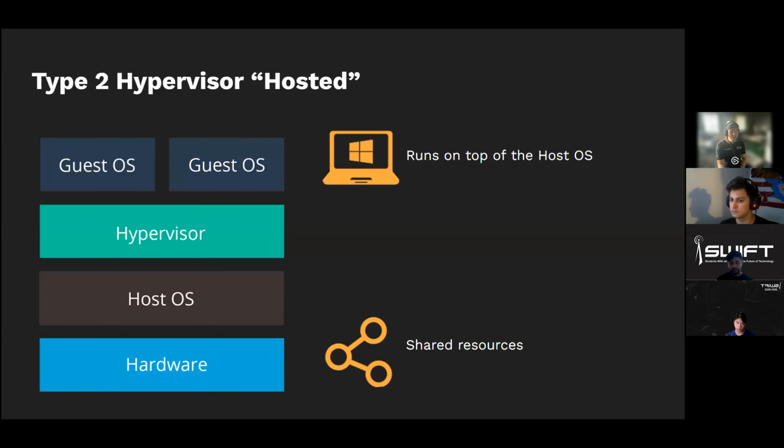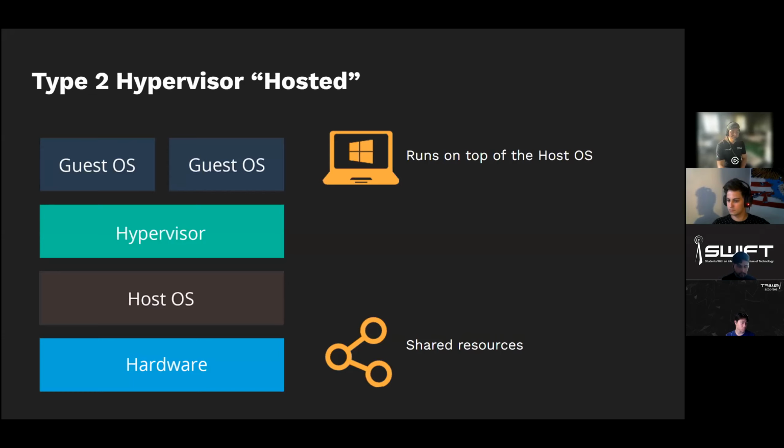Now we're going to be talking about type 2 hypervisors. These run on top of the host operating system. So unlike type 1 hypervisors in which the hypervisor was directly on the hardware, you would have the host operating system on top of the hardware, and then you would install the hypervisor on top of that. So this would be like having a Windows laptop and installing a type 2 hypervisor program to then run your virtual machines.